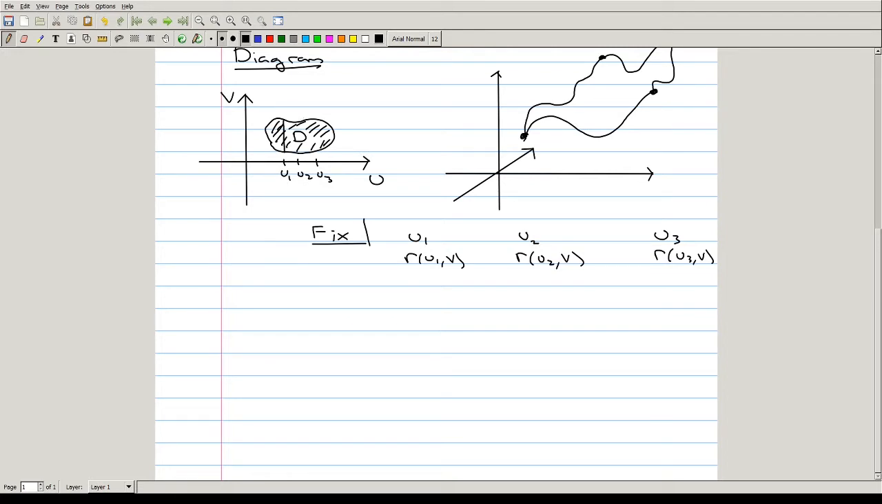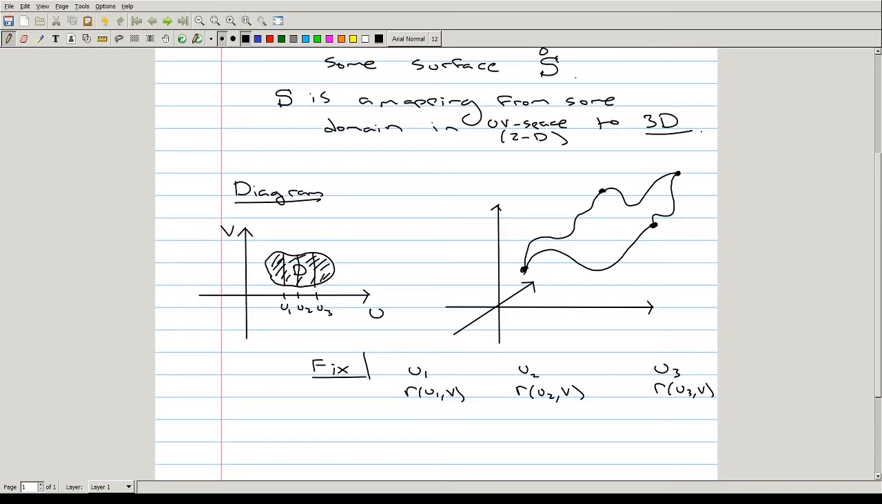Just say for argument's sake that U1, U2, and U3 correspond to these values right here. When we fix them, you get a whole bunch of parameter values of V, which essentially corresponds, on the surface, to three parametric curves. One parametric curve that looks like this, one that looks like this, and then one that looks like this.